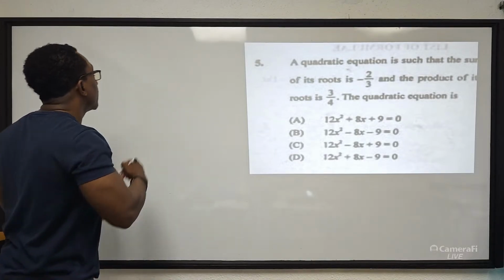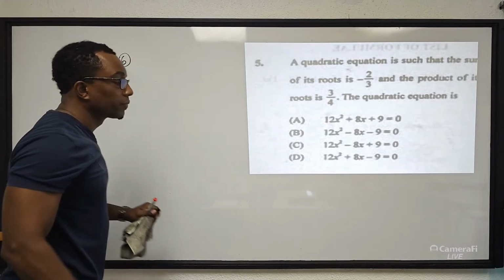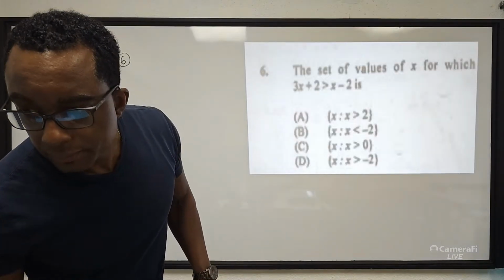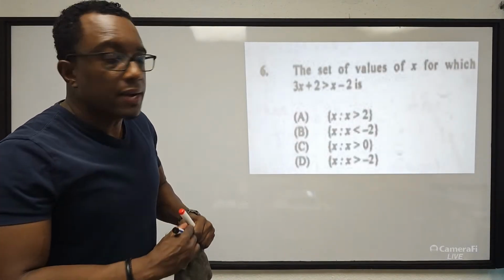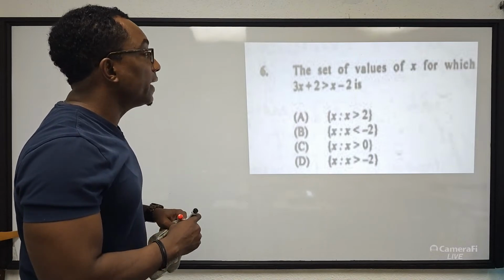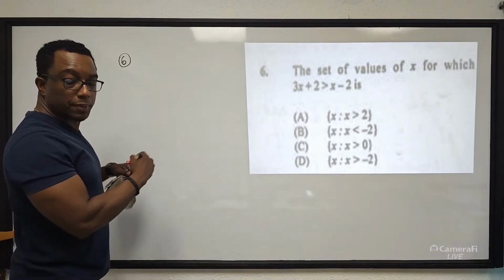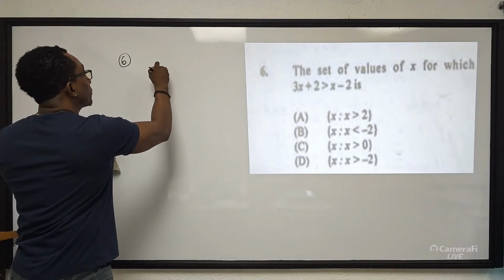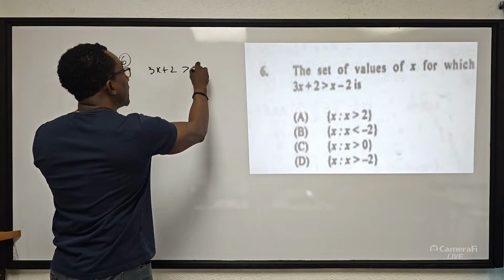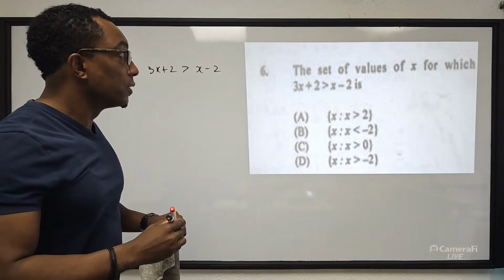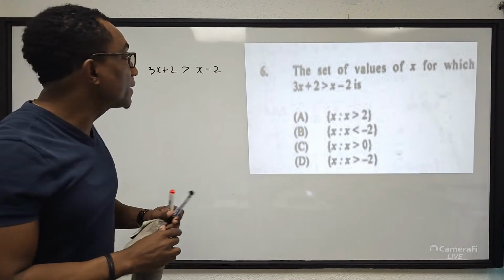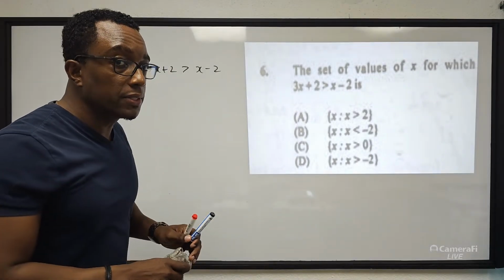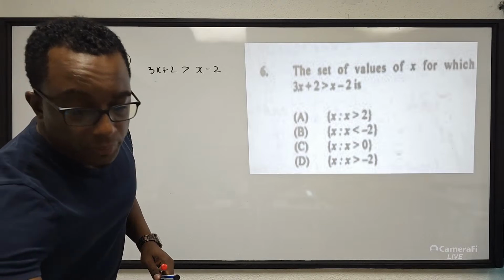Alright, let's move on to question 6, June 2020. So question 6, we have the set of values of x for which 3x plus 2 is greater than x minus 2. So they want us to determine the set of values of x. This is a simple inequality. So to solve that inequality, what are we going to do?